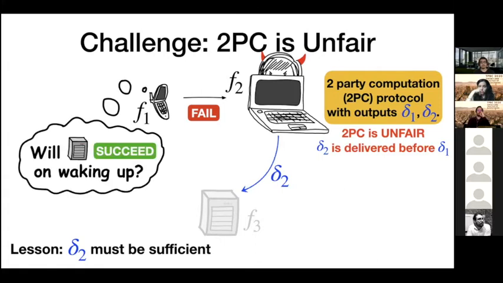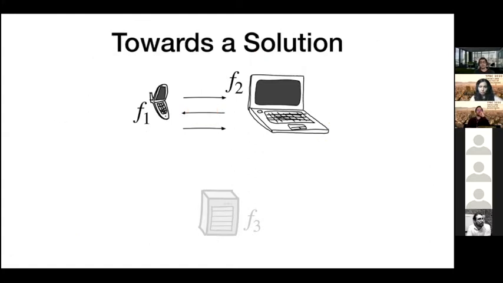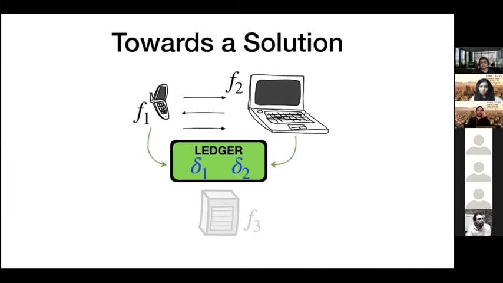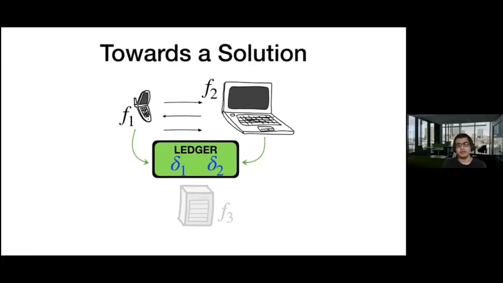Right? So now the online honest party doesn't know if the server is going to succeed or if it's going to fail on waking up. Like, he has no way of verifying what the other online party is going to do. Right? So towards a solution, we could introduce some sort of powerful consensus primitive like a ledger. Right? So we could specify that all communication has to go through this ledger in some way or something like this.